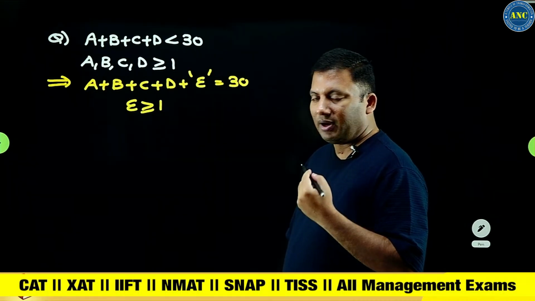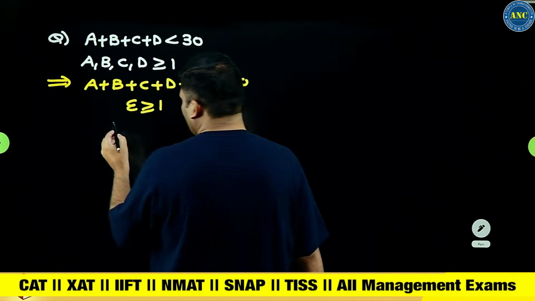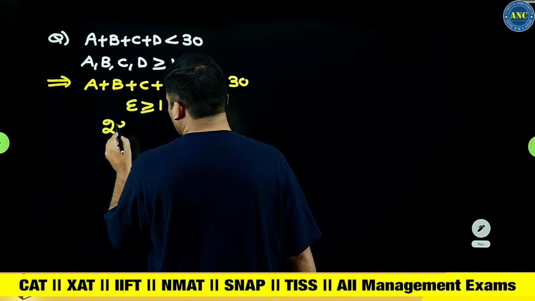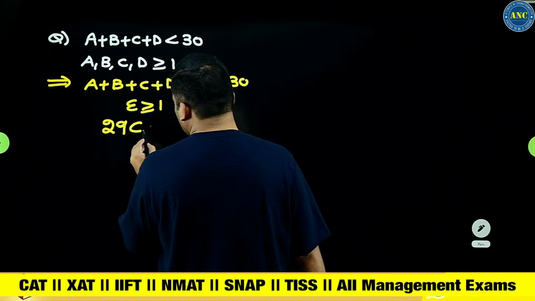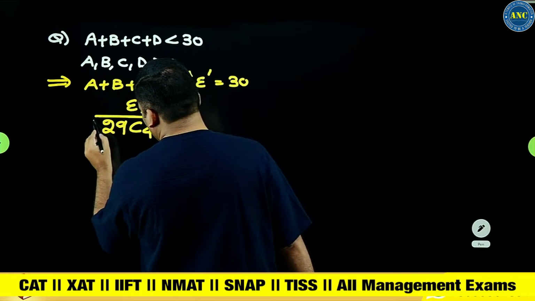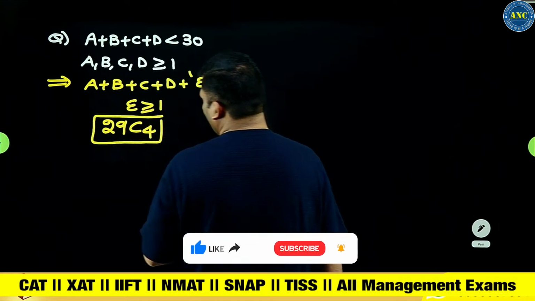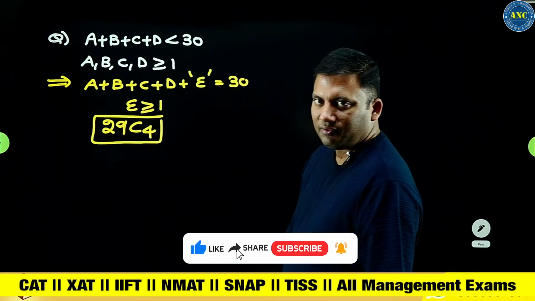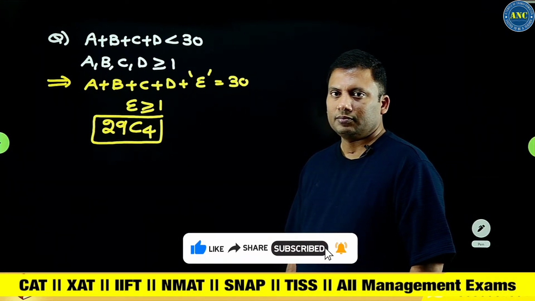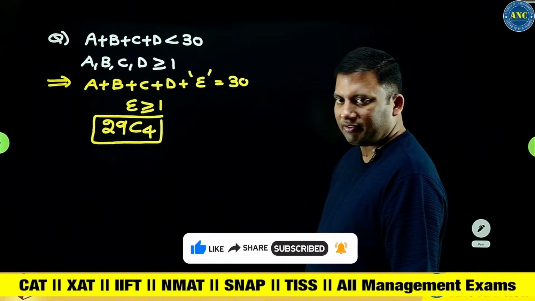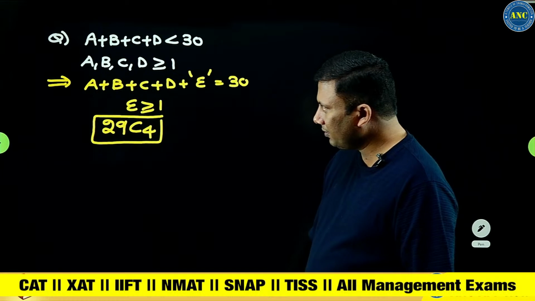If 30 balls are there, that means 29 gaps are there. If 5 variables are there, then there are 4 cuts. I hope the idea is very much clear. 29C4. Concept is clear.